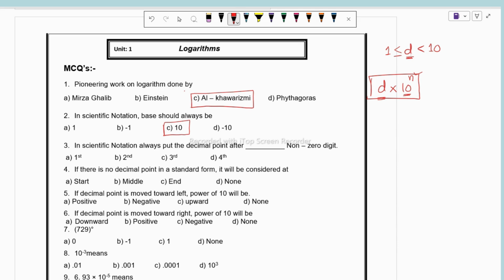In scientific notation, always put the decimal point after the dash non-zero digit. So here you can see that in scientific notation, we always put the decimal after the first non-zero digit. The place after the first non-zero digit is called the reference point. Let's suppose I take this assumption here, 1.06 times 10 raised to the power 5. Here you see I put the decimal after the first non-zero digit. So option A is correct.